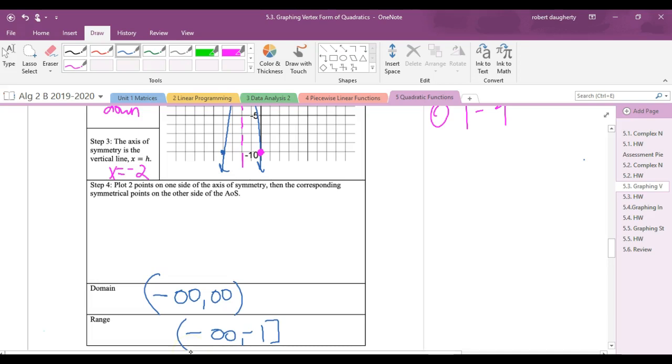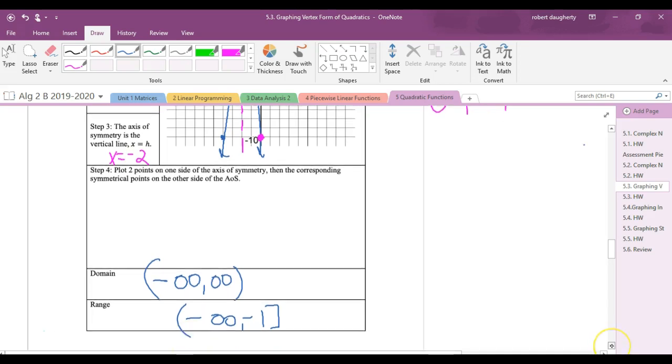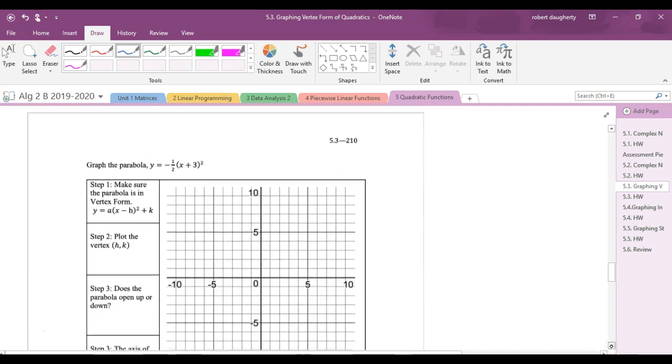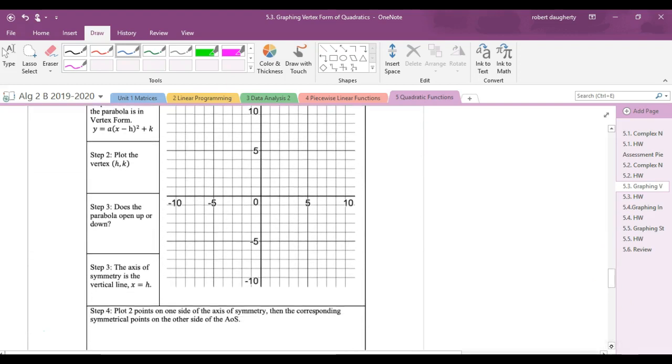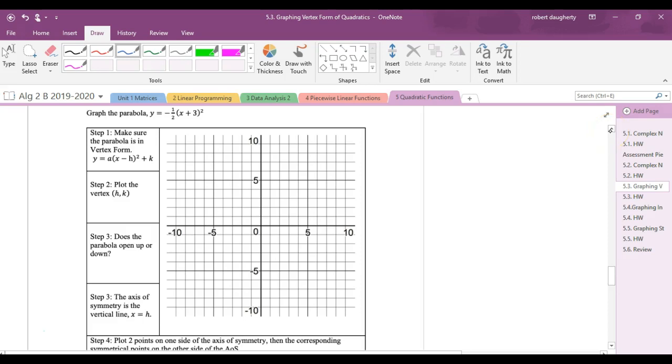Let's go. Okay, let's take a look at this next one here. What's the vertex? Negative 3, 0.